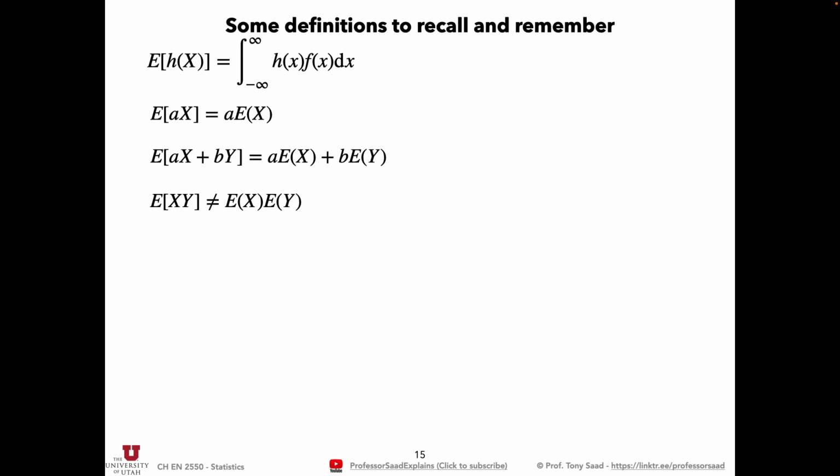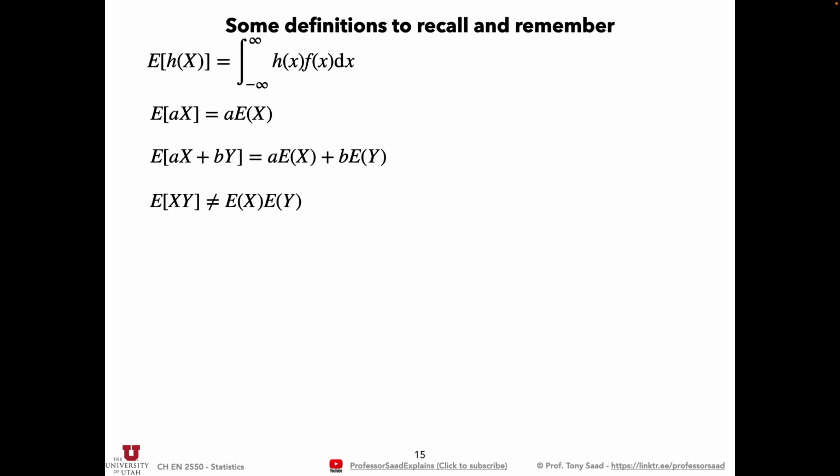Now, the expected value of the product of two random variables is not equal to the product of expected values of random variables. We're not going to do this in the homework. You're going to do something similar in the homework, because this is a little bit involved to prove. We don't have the tools to prove this. This requires what we call joint probability distributions.